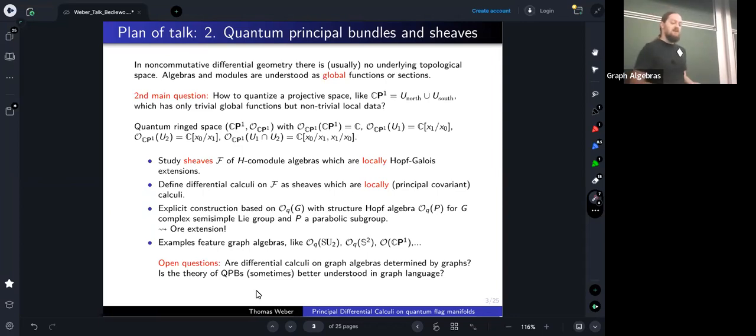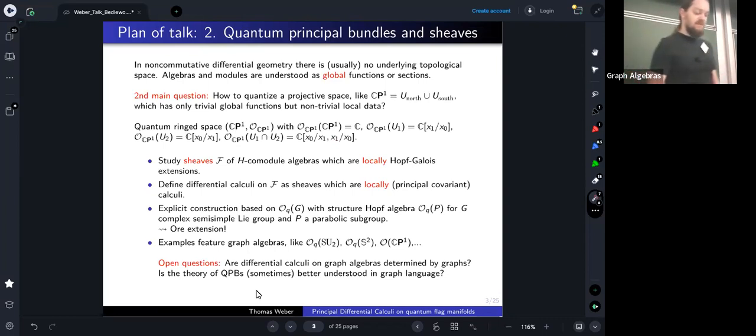So what is a good way to quantize this space? The on-the-nose answer is, okay, just work with quantum ringed spaces, where you have a classical topological space here, and you have a sheaf of algebras. I just wrote out what this means in the CP1 case. Globally, you have just constant functions, but locally, you have some non-trivial parts. And so the point is that we should try to understand those kinds of examples as sheaves rather than just global functions.